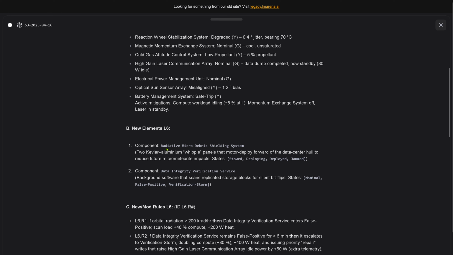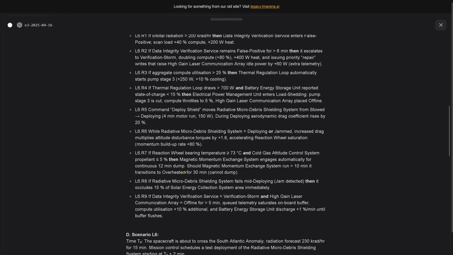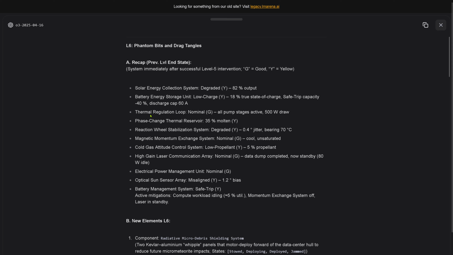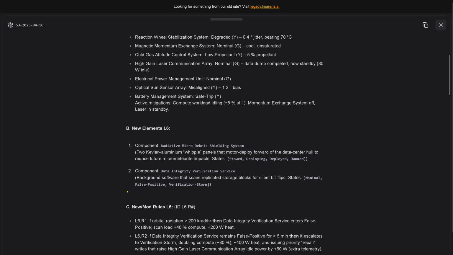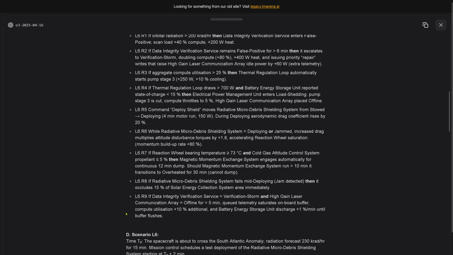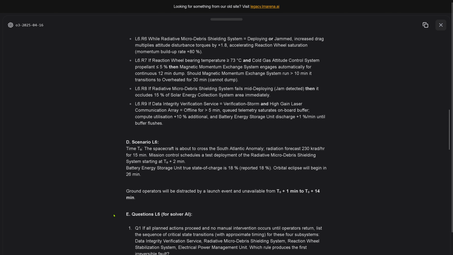New elements. We add 2 new components, a radioactive micro debris shielding system and a data integrity verification system. And those new elements bring 9 new rules. 9 new rules, my goodness. That interwoven dependencies with all the other systems that we found here. And now those new elements bring us a little bit more complexity. This is exactly how I programmed my prompt. I wanted to have an auto-cascading prompt structure.